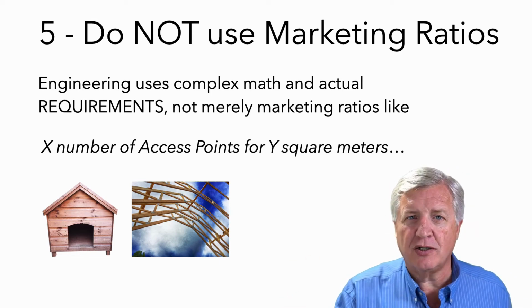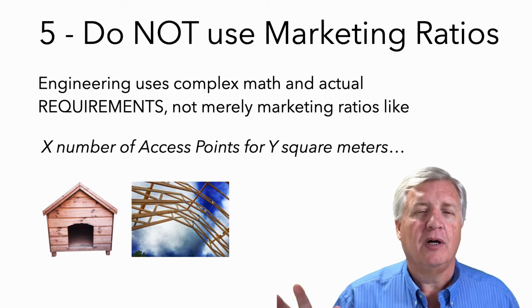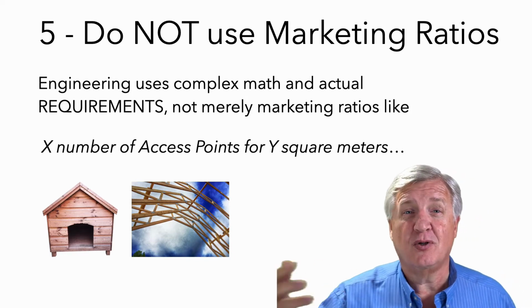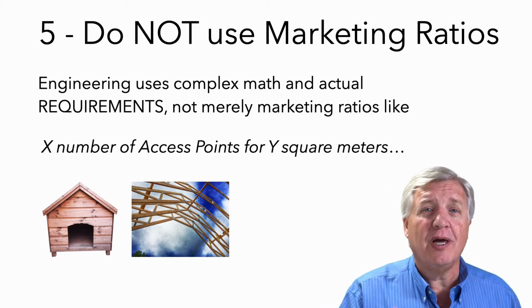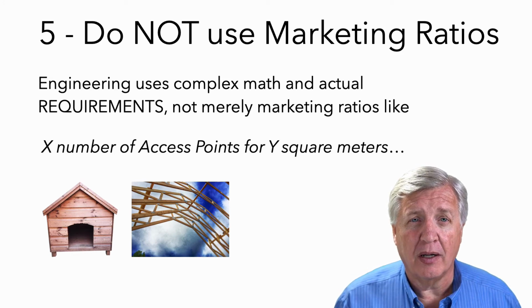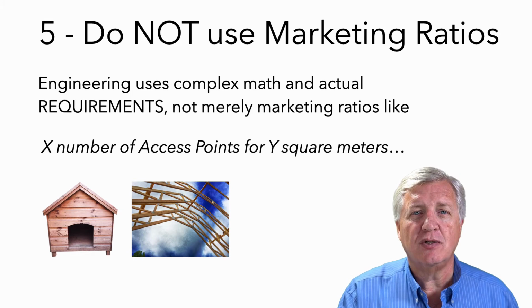And so don't use a ratio, 1 AP per classroom. Yeah, I know. You can make 1 AP per classroom work. You can make 1 AP per 2,000 square feet work. You can make Wi-Fi do anything you want. That's not the hard part. The hard part's making it efficient. And that means using engineering tools.